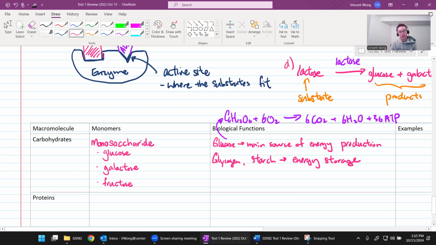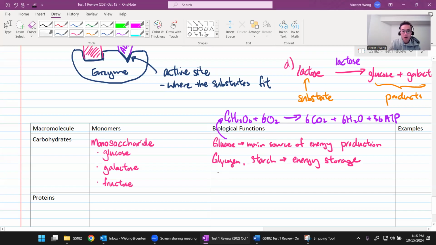Glycogen is for animals. It's for us in the liver and the muscle. Starch is the storage form of energy in plants. They store it in the roots, in the stem. Okay? I'm not going to write out everything. You can when you study, but if I write out everything, we're totally going to run out of time. And we have these things in the notes from the class as well.